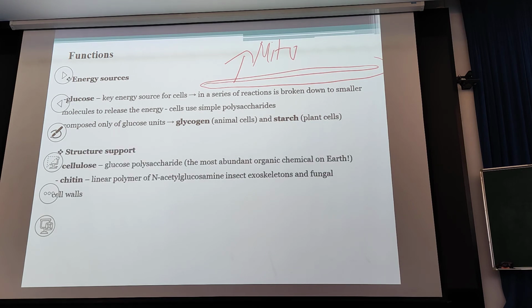The next function, a very important function of carbohydrates, is structural support. You have it in cellulose, found in plant cells. They are the main components of the cell walls. And cellulose is the most abundant organic chemical on Earth. And around that, chitins are linear polymers of N-acetylglucosamine, found in insect exoskeletons and also the fungal cell wall.